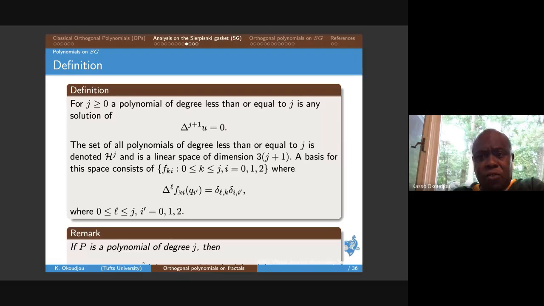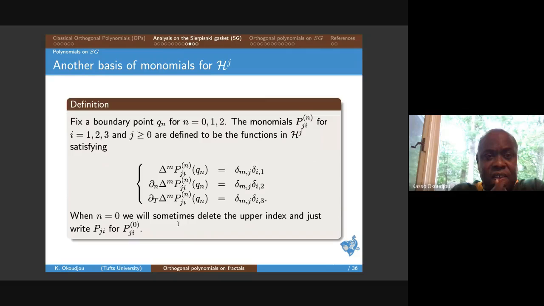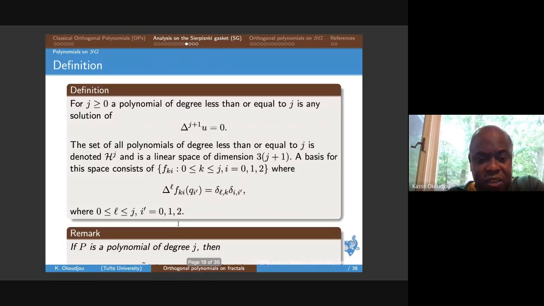Okay, this slide was cut a little bit short. I'll come back to what I was about to say on that slide. There is a remark there that I'm going to need in a minute, but I'll come to that in a minute.